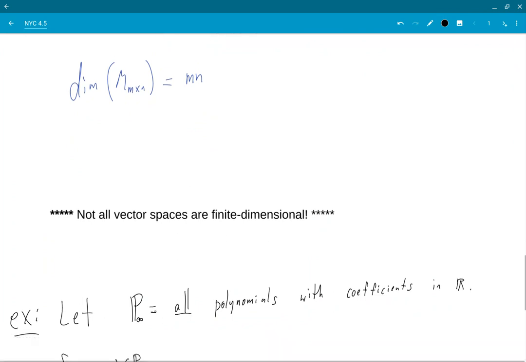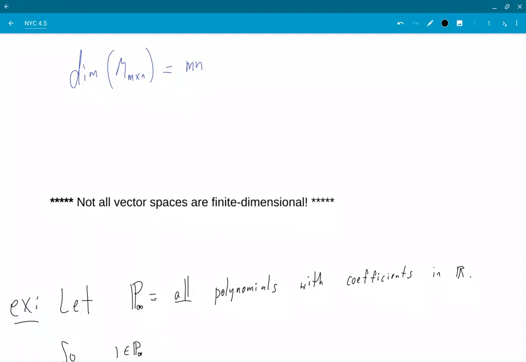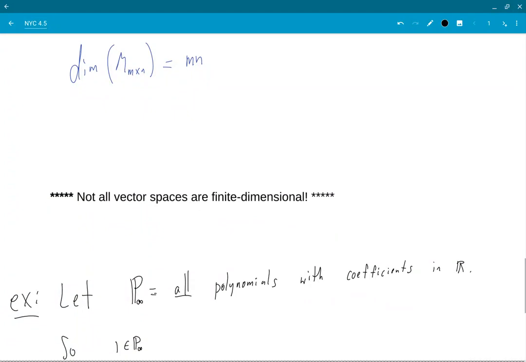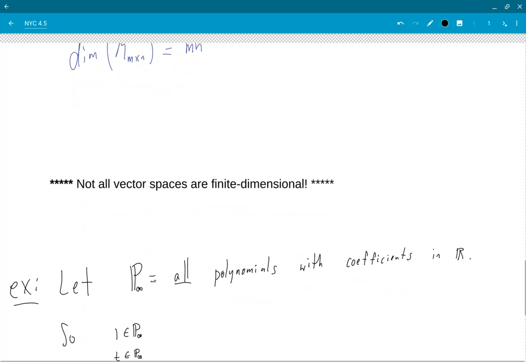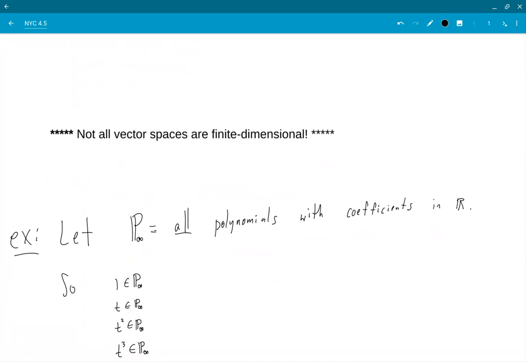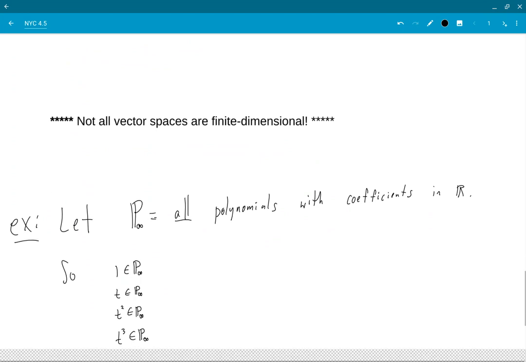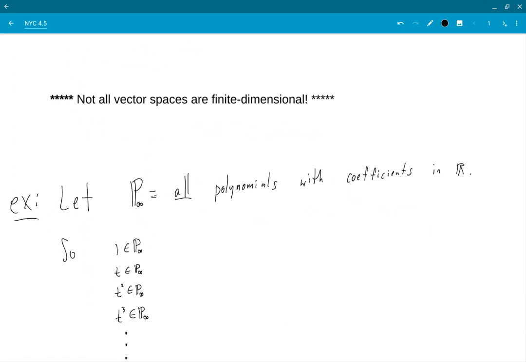Well, what's in there? Well, the one is in there. What else is in there? T is in there. T squared, T cubed, T4, T5, T to the 6, T to the 7, and so on. So there is no finite basis.